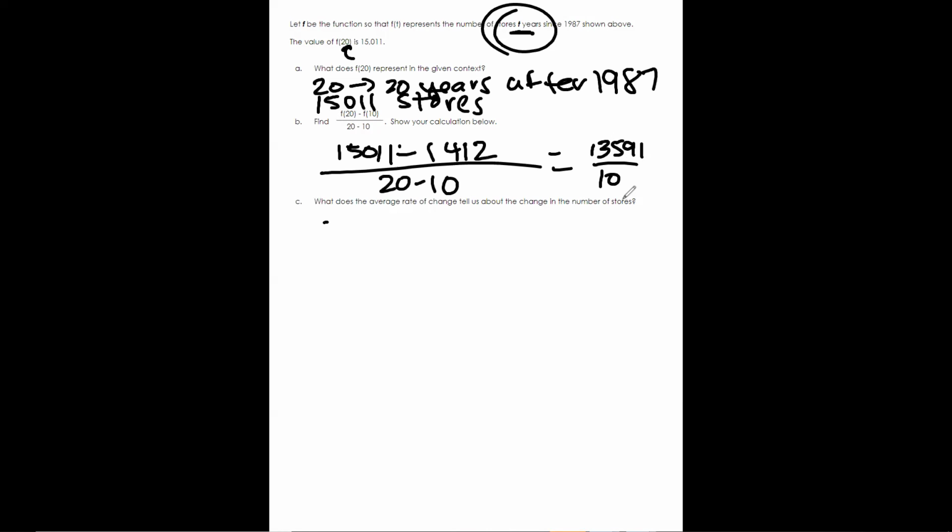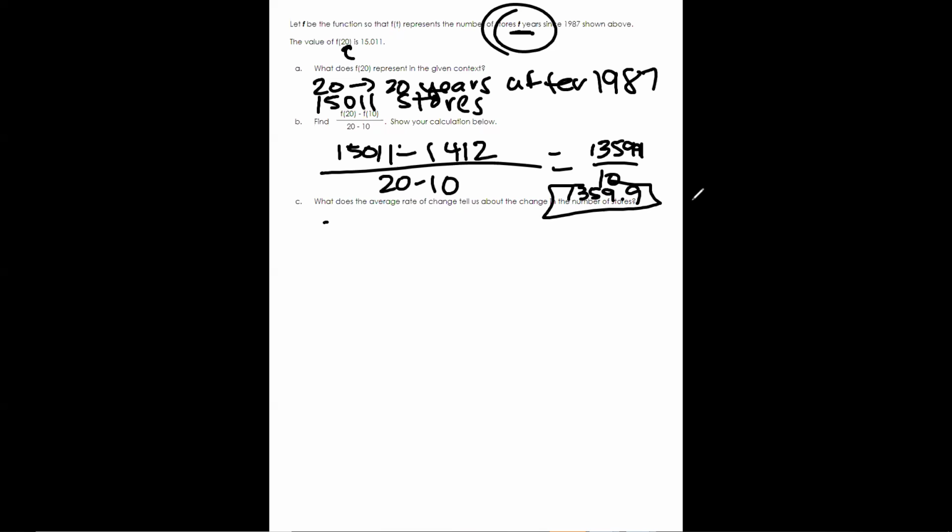Okay. And then we're going to divide it by 10. So that's going to be 13599. Okay. So I don't know, 15,011 minus, okay. So this is going to give me 1359.9.